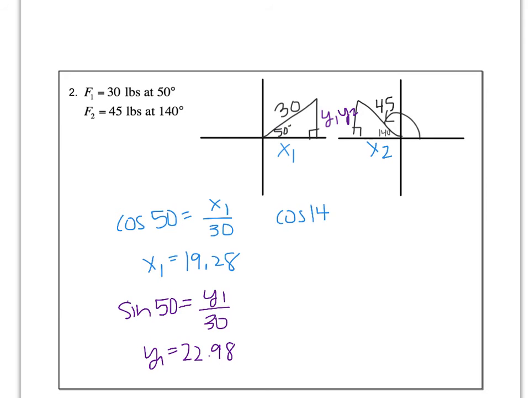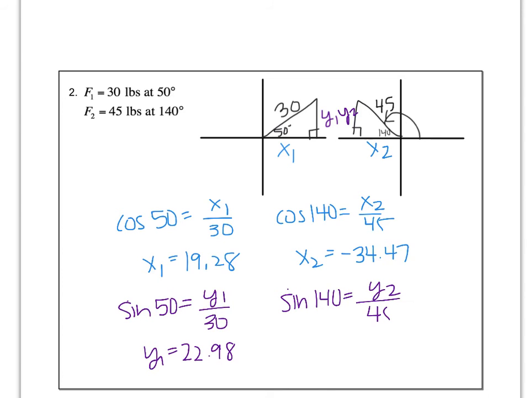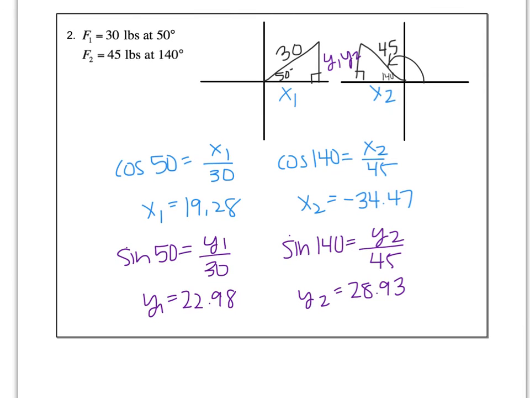So it'll be cosine of 140 is equal to x2 over 45. And we're multiplying by 45. And you get negative 34.47. And then to find the y part, we're using sine. Sine of 140 is equal to y2 over 45. And then we're going to multiply by 45. And you get 28.93.